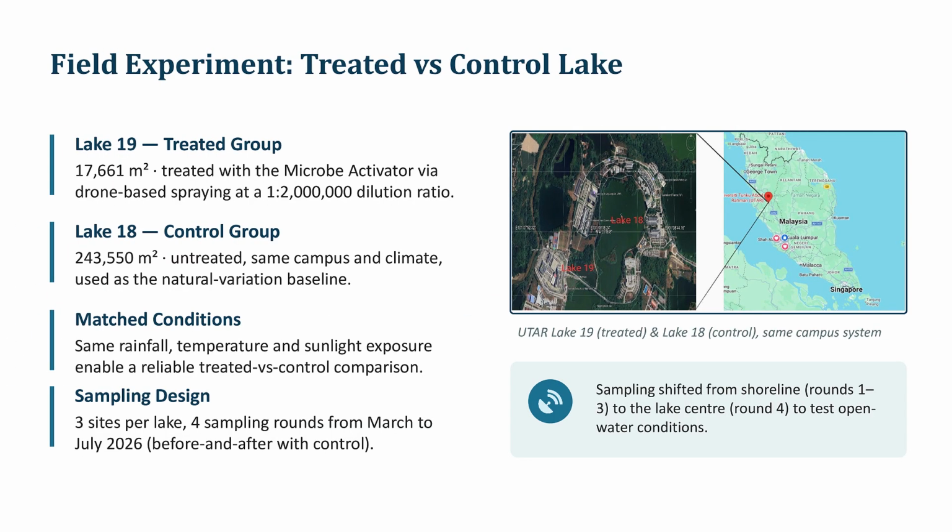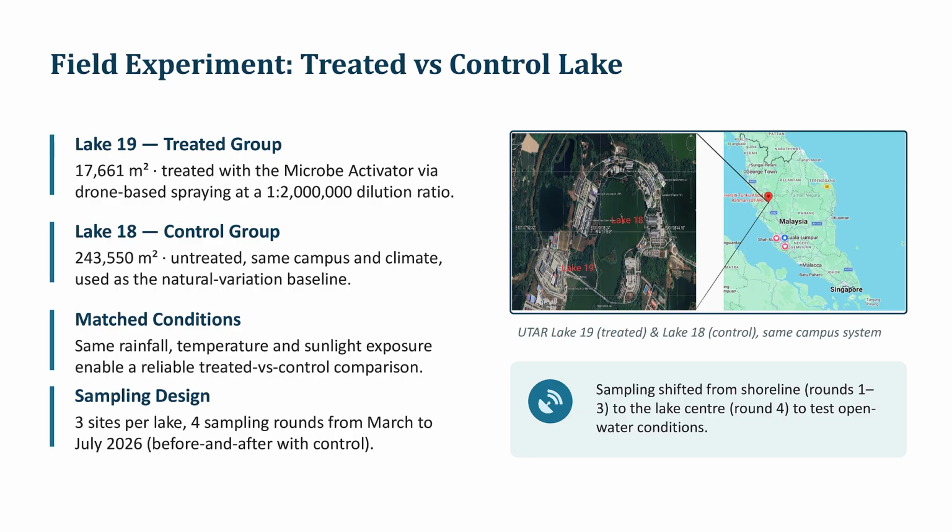We selected Lake 19, about 17,661 square meters, as our treatment site. Applying the microbial activator was done by drone-based spraying at a 1 to 2 million dilution ratio. Lake 18, which is roughly 243,550 square meters, served as our untreated control. Both lakes share the same campus, climate, rainfall, and sunlight exposure. This lets us make a reliable before and after comparison.